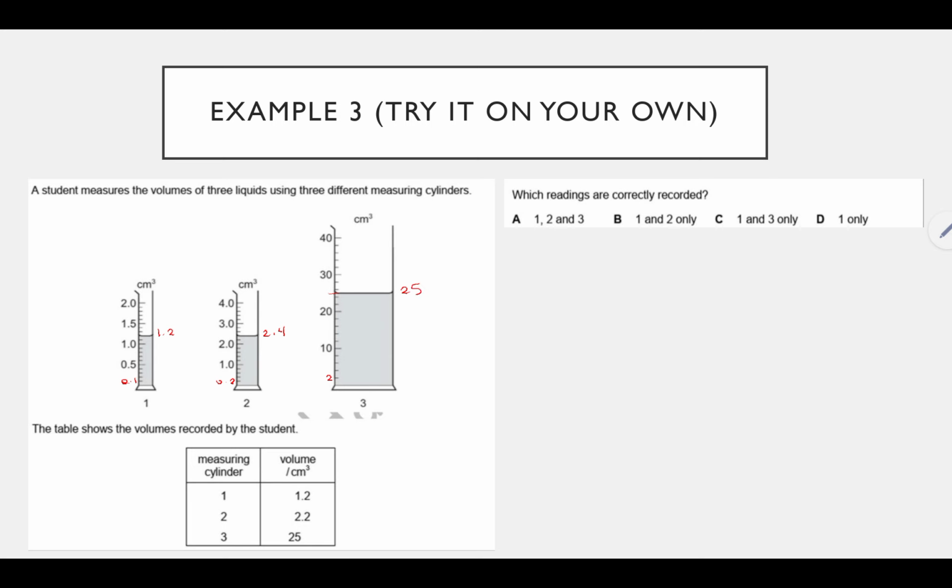Now let's look at our answers. Number 1 was 1.2, that's correct. Number 2 is 2.2, nope, it's 2.4. Number 3 is 25, that's correct. So my answer should be 1 and 3 only.